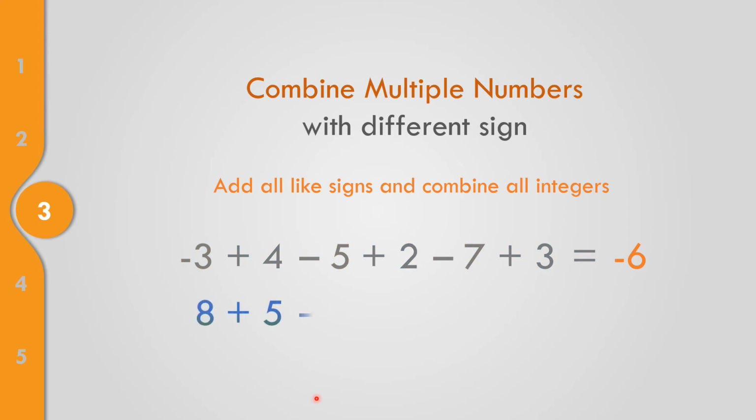Next, let us proceed. Number 2. 8 plus 5 minus 6 minus 3 plus 6 minus 9. What's the answer? So, let us add all positive. So, 8 plus 5, so that is equal to 13. 13 plus 6, the answer is equal to 19.